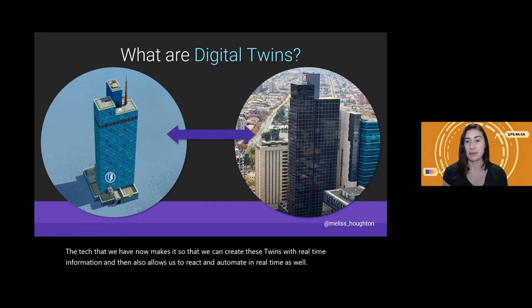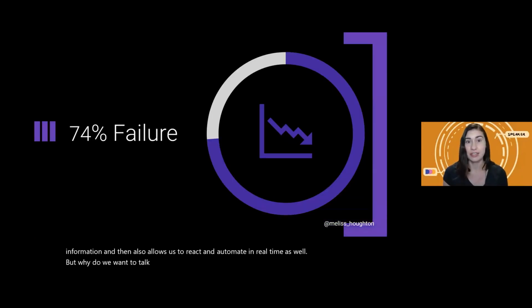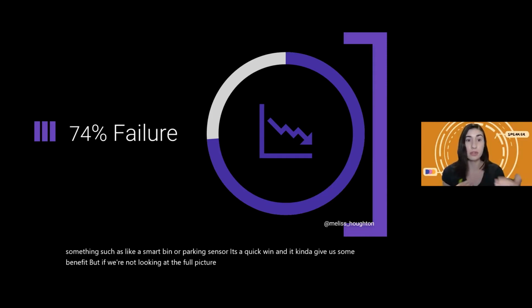But why do we want to talk about these digital twins? Well, 74% of all IoT projects are actually considered failures. And this is because we tend to focus on single point solutions. So something such as a smart bin or a parking sensor, it's a quick win and it can give us some benefit. But if we're not looking at the full picture of how we're using those parking sensors to operate our parking garage or whatever it may be, you're not getting that full benefit for your business.